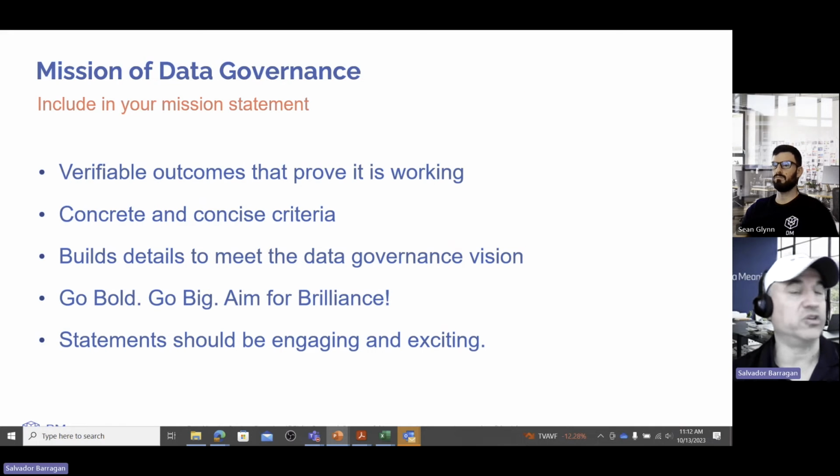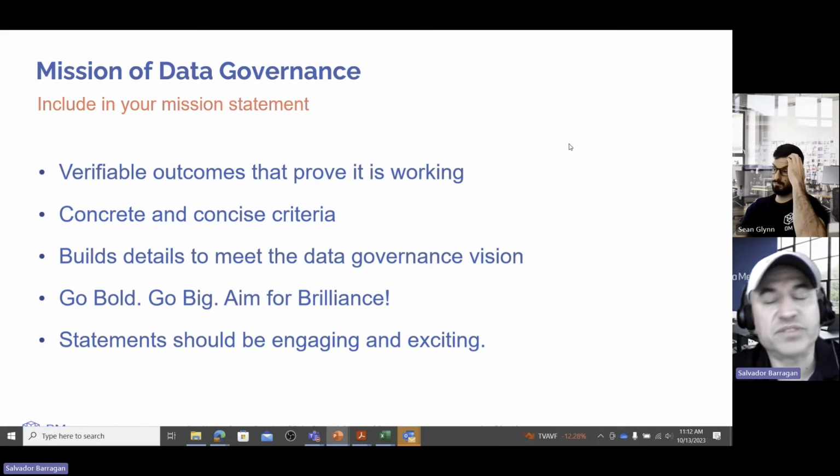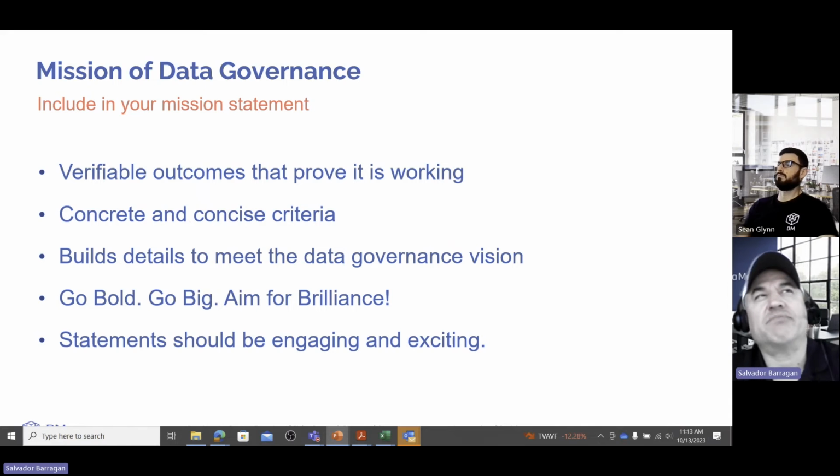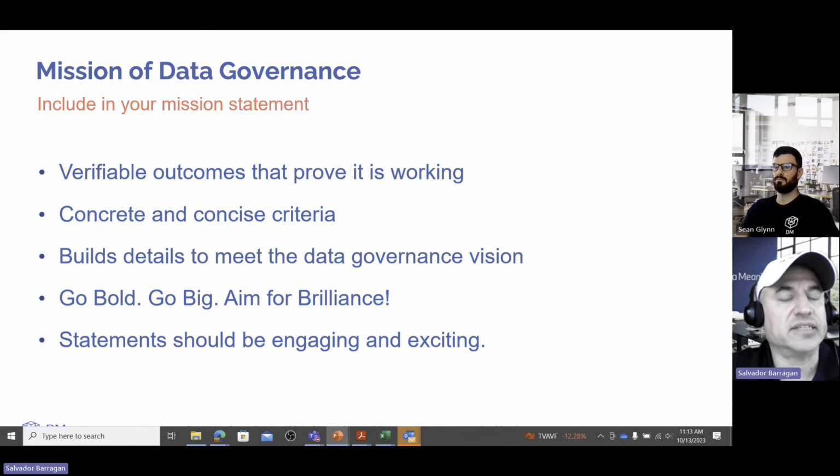So some of the things you may want to include with your mission statement: some outcomes, so you prove that the data governance program is working. Some criteria. You want to build some of those details, as mentioned before, into your vision. You want to be big, definitely. You want to be bold. You definitely want to always aim for being the best. I wouldn't say best, but I would say always continuously improving is something I like to use. And then you also want to make sure that your mission statement is marketable. Is it engaging? Is it exciting? It's not something that's dull, because it definitely is part of your whole package when you're selling to other people within your organization.